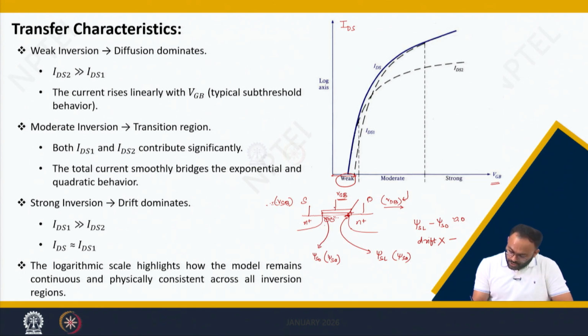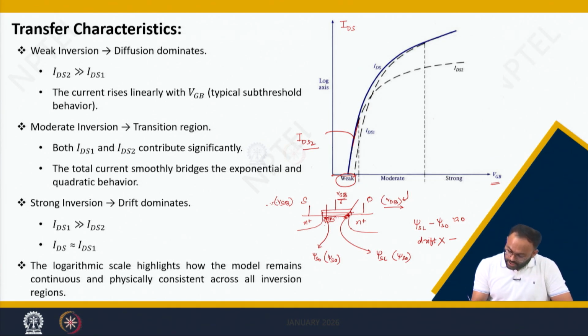However, if you increase VGB by a small amount, there are carriers available at the source side. The concentration gradient exists in the channel. Here there are more carriers, here there are fewer carriers, and hence there is a diffusion current because the electrons will move from higher concentration to lower concentration. So in the weak inversion of operation we found that IDS2 will dominate, that is, diffusion current will dominate.